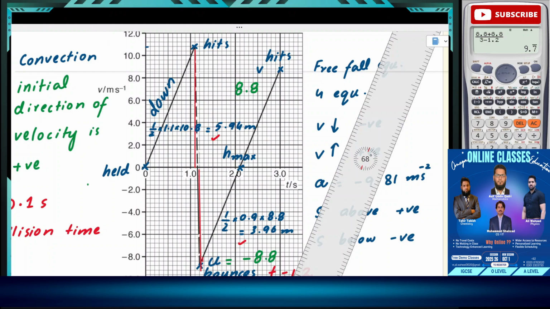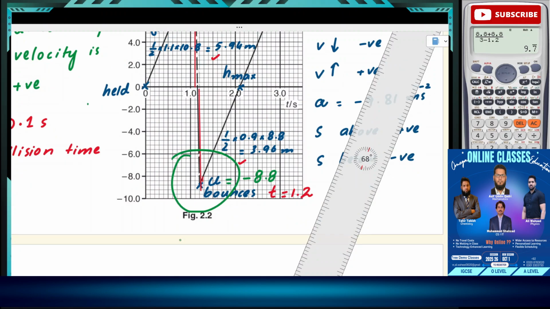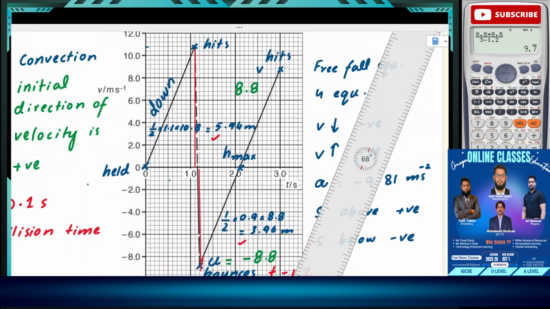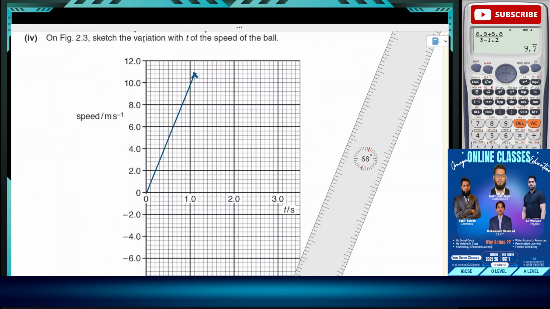the next velocity was at 1.2 seconds, because this is the next part of the graph. The vertical line is not part of the graph. The next velocity is at 1.2 second. How much is that? Minus 8.8. But the speed would be positive. So the speed would still be positive. How much? 8.8. So at 1.2 seconds, we have 8.8.